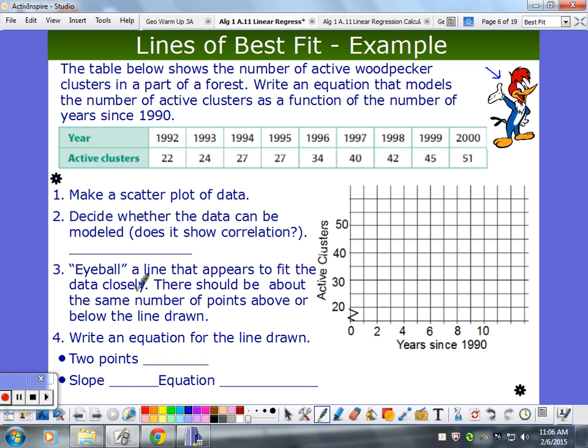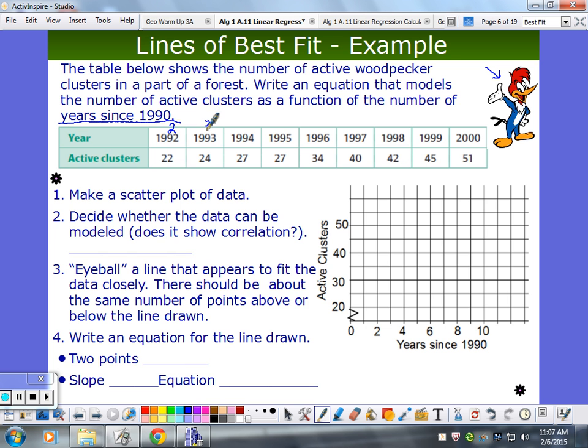So anyway, here's what we want to do. We want to make a scatter plot. Now, be careful here. Look at this. It says, use it as the number of years since 1990. Look at my scatter plot. Does it say 1990, 1992 here? No, it says years since. So 1992 is how many years since 1990?